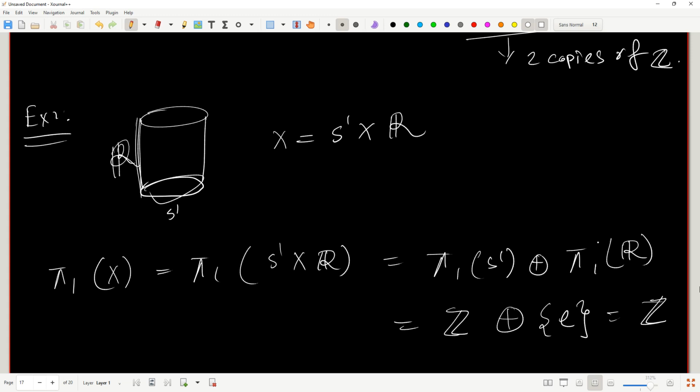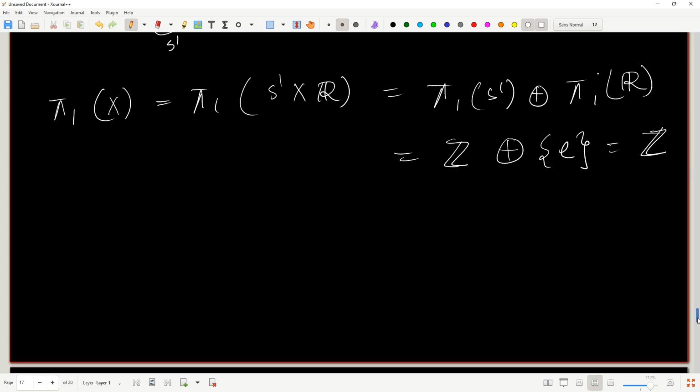And now let's look at the last example. And this one, we are not going to compute anything explicitly. Rather, we want to gain some insights, because all the groups that you have seen so far are abelian. Now you may have the question that, can there be non-abelian structure in fundamental groups? The answer is yes, and we can see this via the example of the figure of 8.